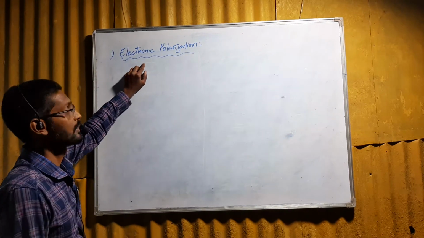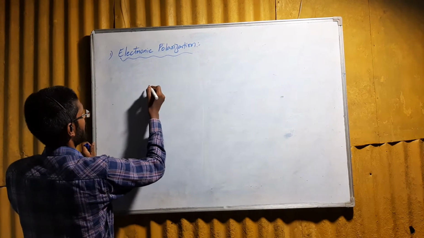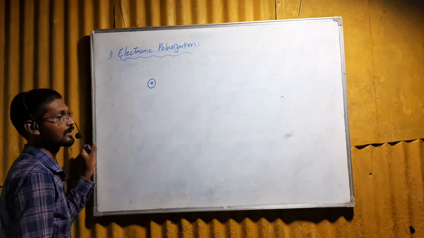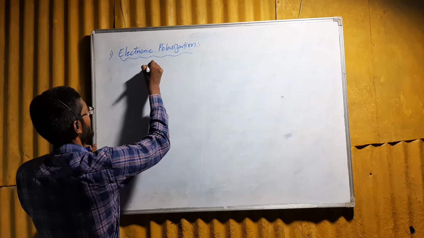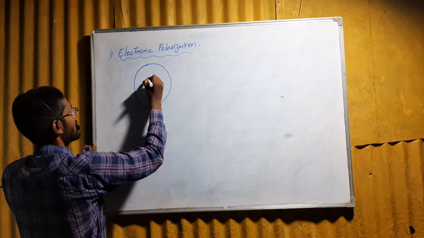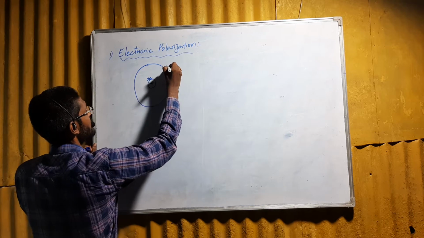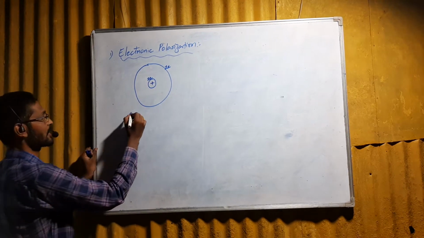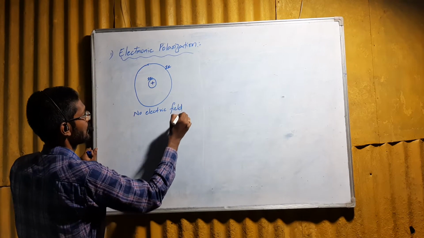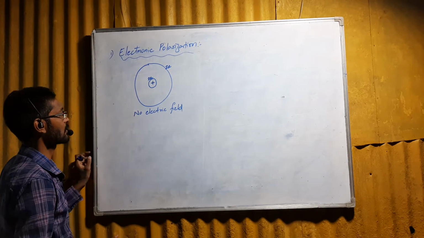The electronic polarization means here, if you take an atom or a molecule or an ion, the atom contains a nucleus which is at the center of the atom, and the nucleus is surrounded by an electron cloud. So let us assume the charge of the nucleus is Ze, and the charge of the electron cloud is Ze. When no electric field is there, the nucleus will be at the center of the atom, which is surrounded by an electron cloud of charge Ze.